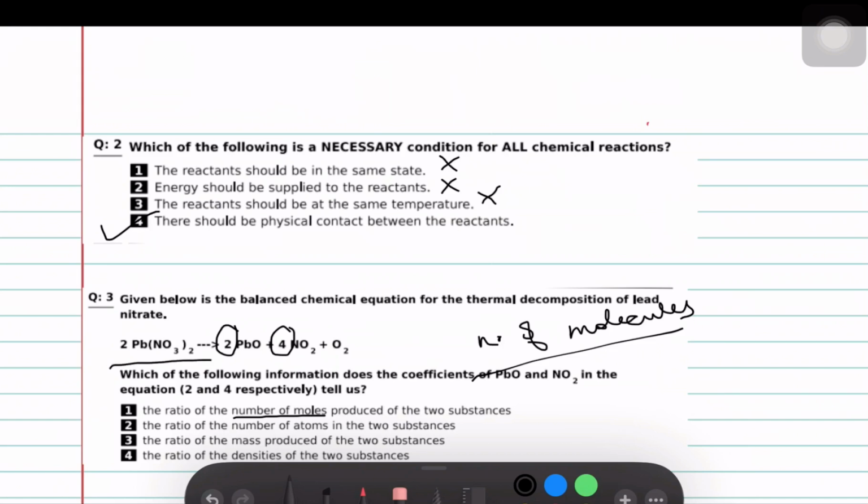So this is how we read an equation. 2 moles of lead nitrate decompose to give you 2 moles of lead oxide, 4 moles of nitrogen dioxide, and 1 mole of oxygen. Or this equation can also be read as 2 molecules of lead nitrate decompose to give you 2 molecules of lead oxide, 4 molecules of nitrogen dioxide, and 1 molecule of oxygen. So this is our correct answer. Moving on.